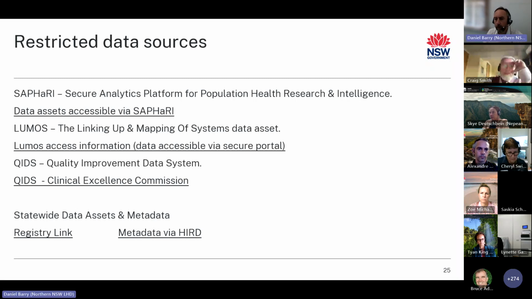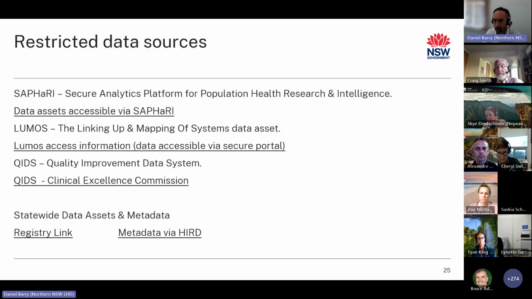One caveat there is that the data assets on SAPHaRI hold unit record data, and they do require some skills and training to extract and work with, just because of the way they are held on the secure analytics platform. I'll also talk a little bit about Lumos, which is a fairly unique data asset that holds unit record GP data in addition to public health service data. And that access and linkage of GP data is something that doesn't exist anywhere else within, certainly, the New South Wales health data ecosystem.